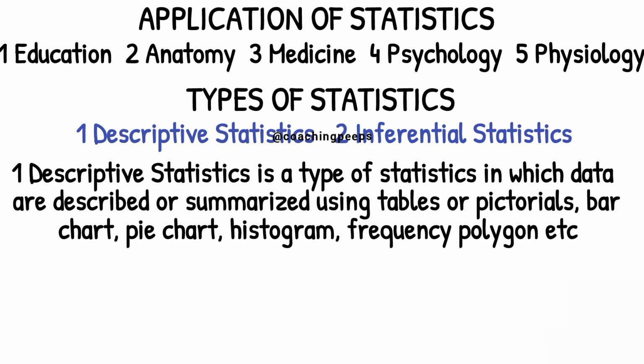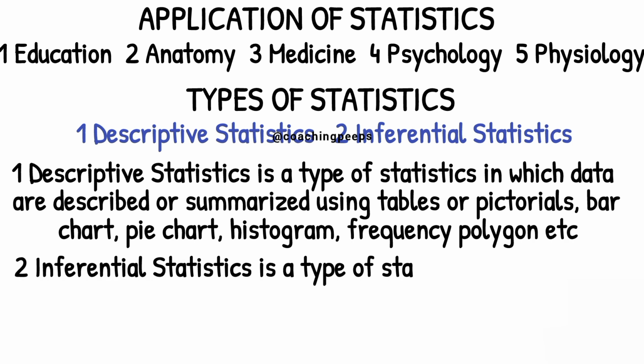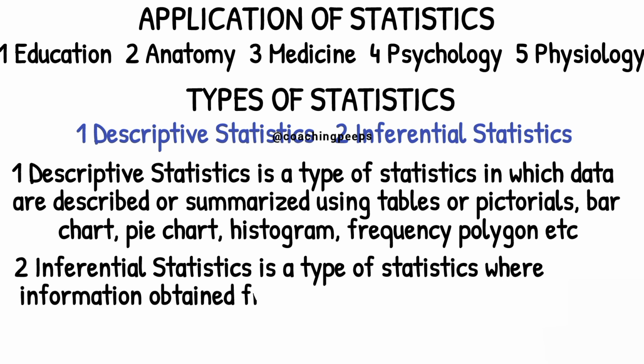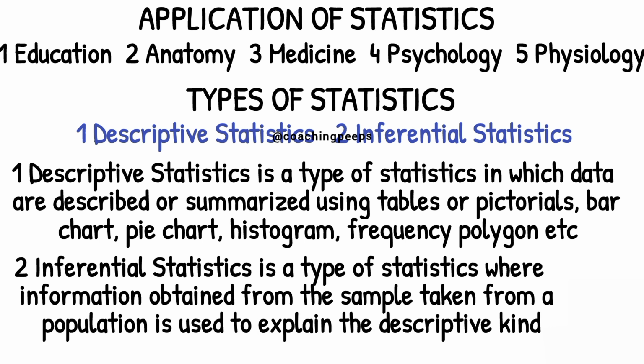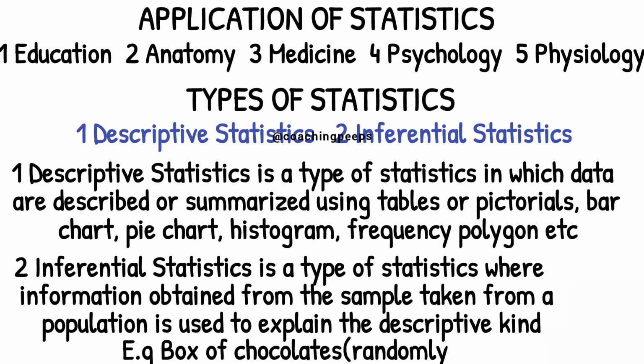Okay? While in inferential statistics, we make use of information obtained from the sample taken from a population to explain the descriptive type. Example could be randomly selecting from a box of chocolates or randomly taking a spoon from a pot of rice. Okay? That will be all for now.